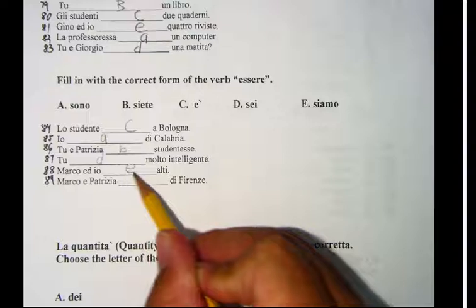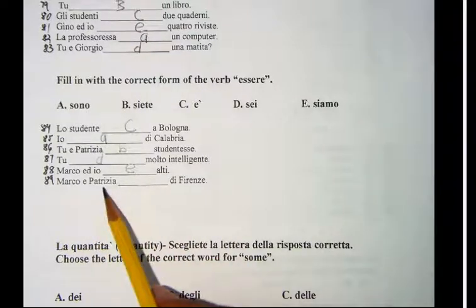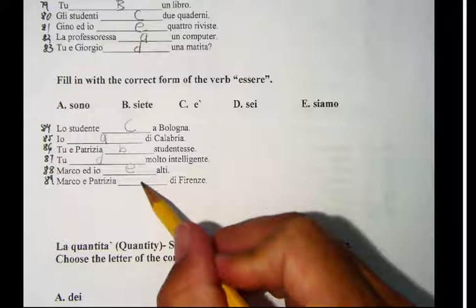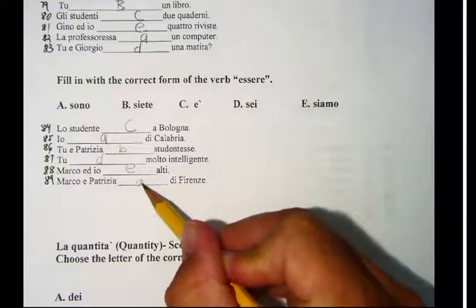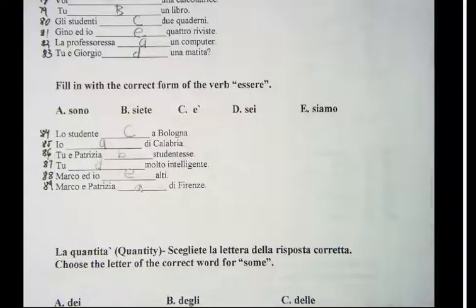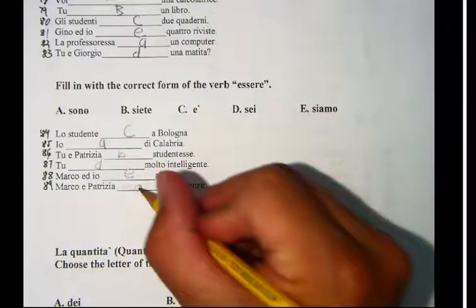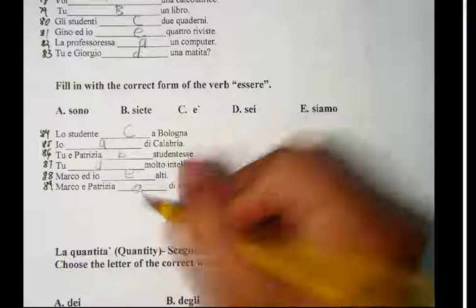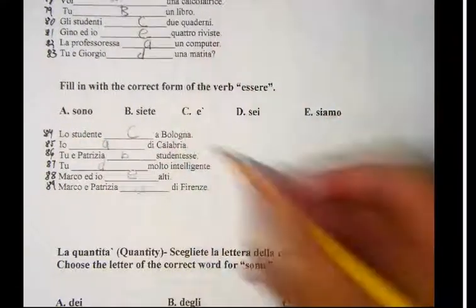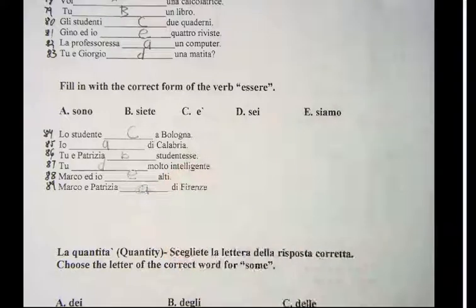E. Marco e Patrizia is a loro form. A guy and a girl would be a loro form. Therefore, we need the word sono, because coincidentally, essere has two of the same conjugations. Sono means I am, and sono also means they are. That's the only verb in Italian that does that. Sono. Okay. Sorry, that's kind of a sloppy A there. Let's try that again. Not much better. Oh well.